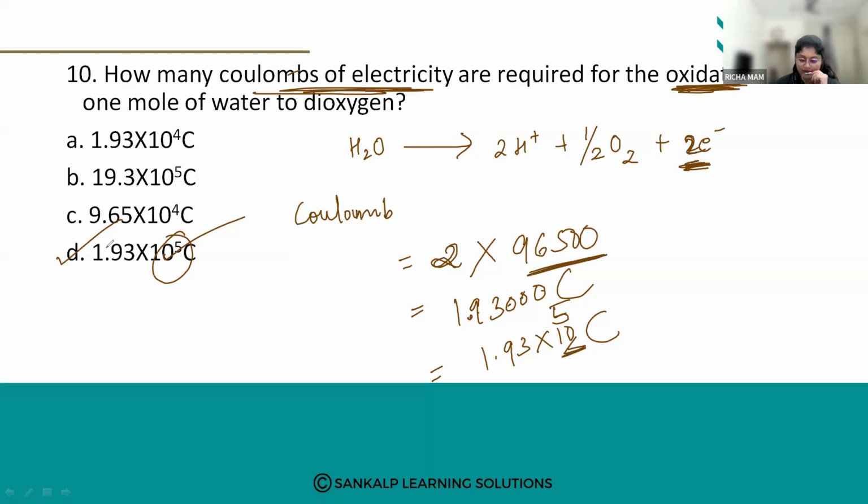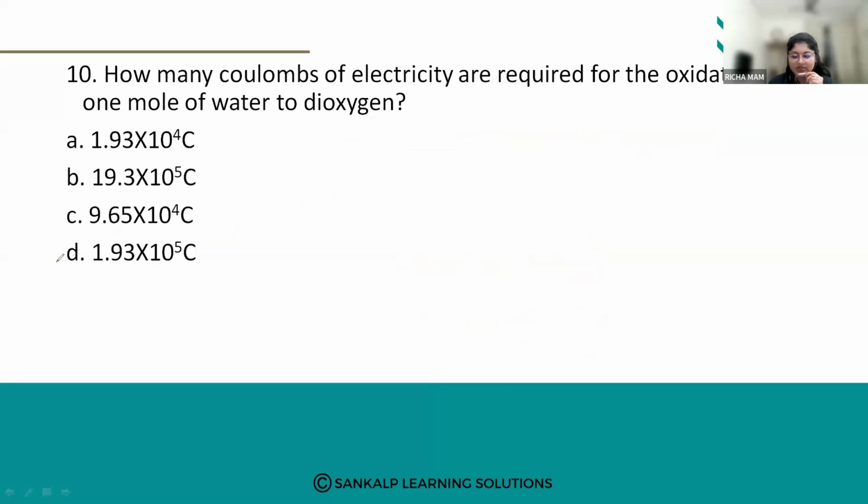Is it clear? So we have seen some 10 questions. We are going to solve some more questions in the next step. I hope today's questions are clear. These are the type of questions which will come from this particular chapter. We are going to solve similar questions on this chapter in the next class. I hope you have understood.